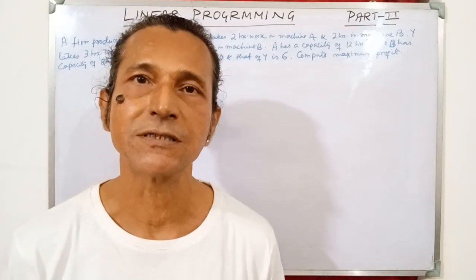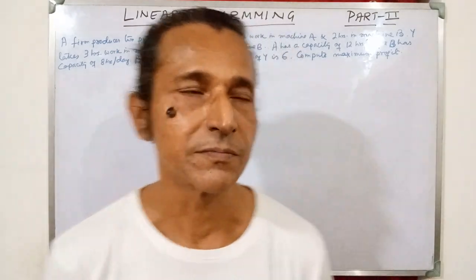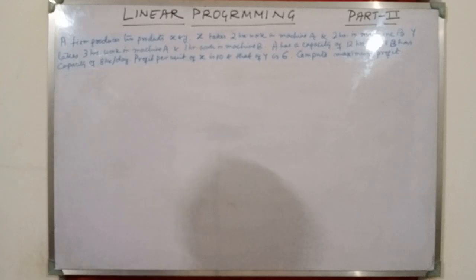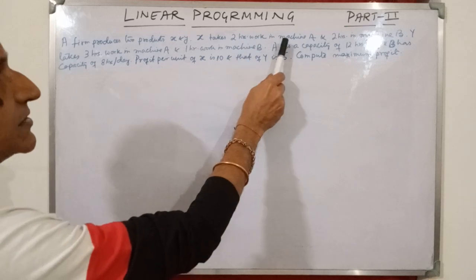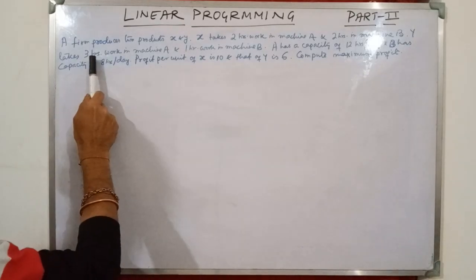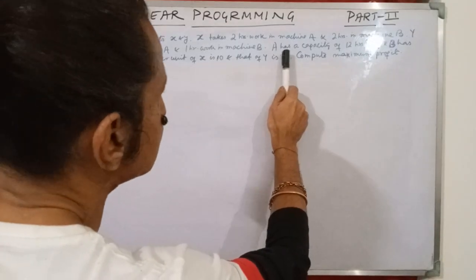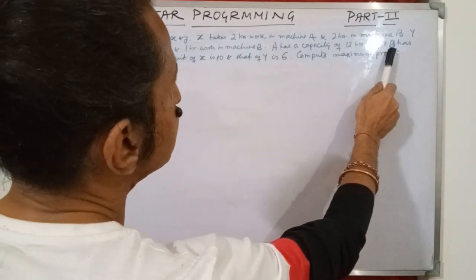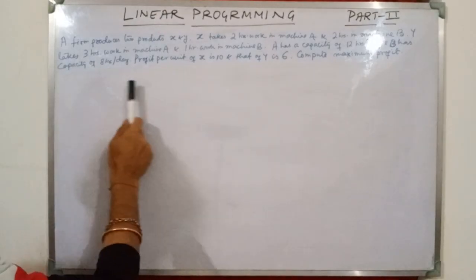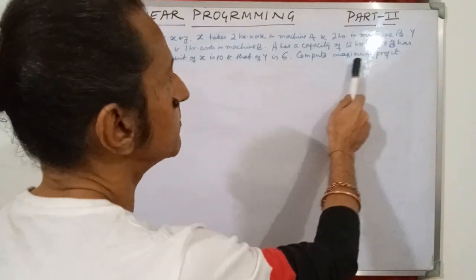In this episode, I will discuss how you can formulate a linear programming problem and solve it. I have taken one example, and the example goes like this. A farm produces two products X and Y. X takes 2 hours work in machine A and 2 hours in machine B. Y takes 3 hours work in machine A and 1 hour work in machine B. Machine A has a capacity of 12 hours per day and machine B has a capacity of 8 hours per day. Profit per unit of X is 10 and that of Y is 6. Compute maximum profit.